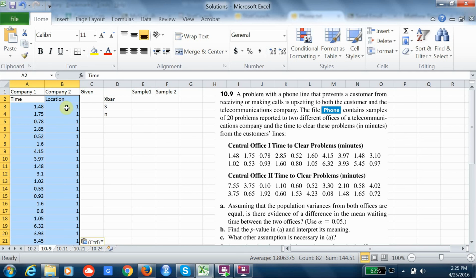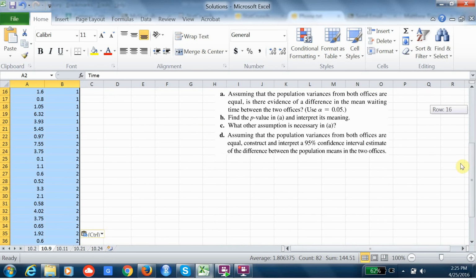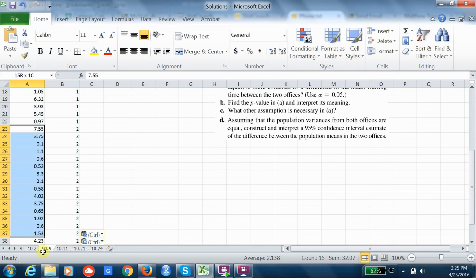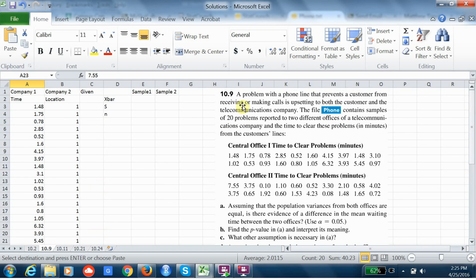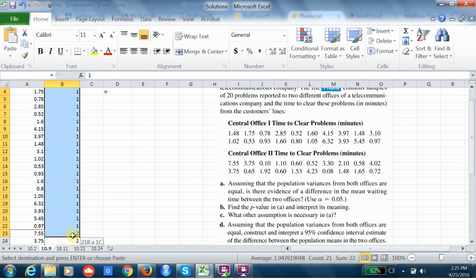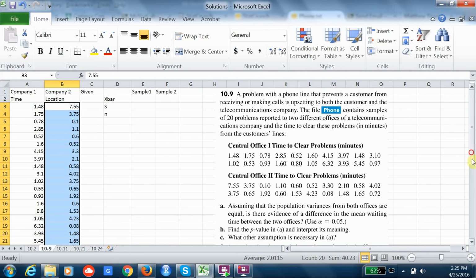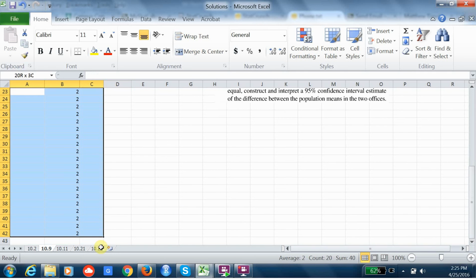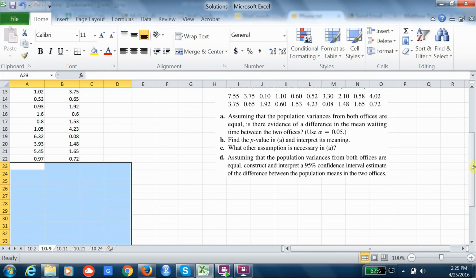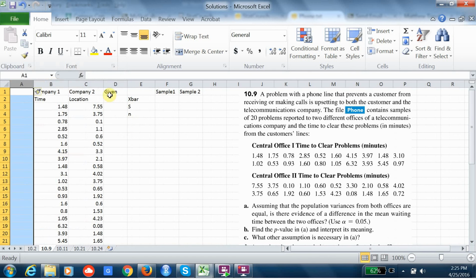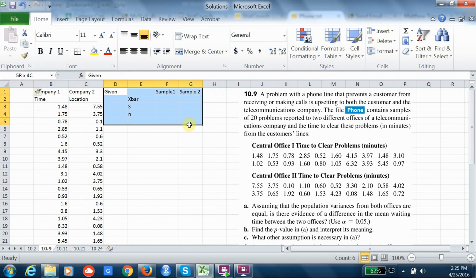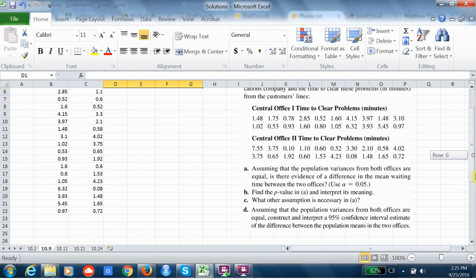Basically all I want is just the times. So I'm going to go ahead and cut all these, and then paste this up here. And then I'm going to cut everything else out. And just because this tends to be a little easier to do, I'm going to compute my statistics here on the side.